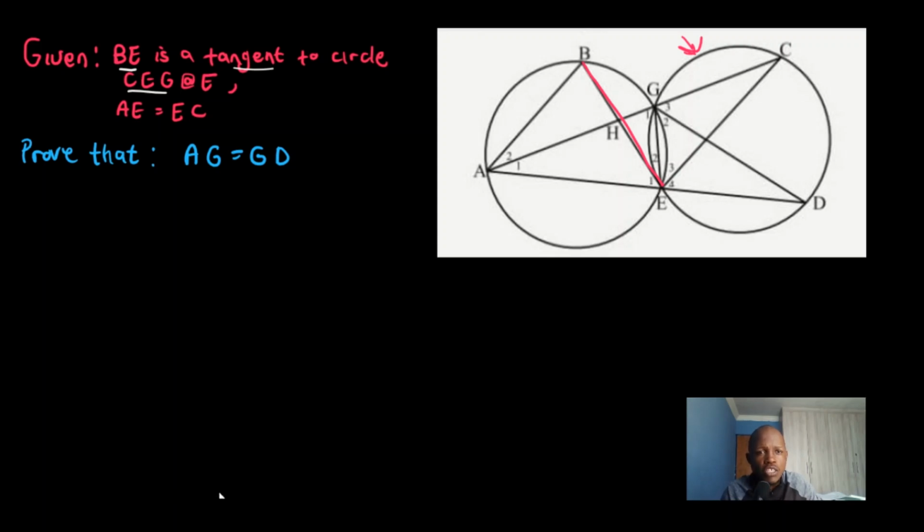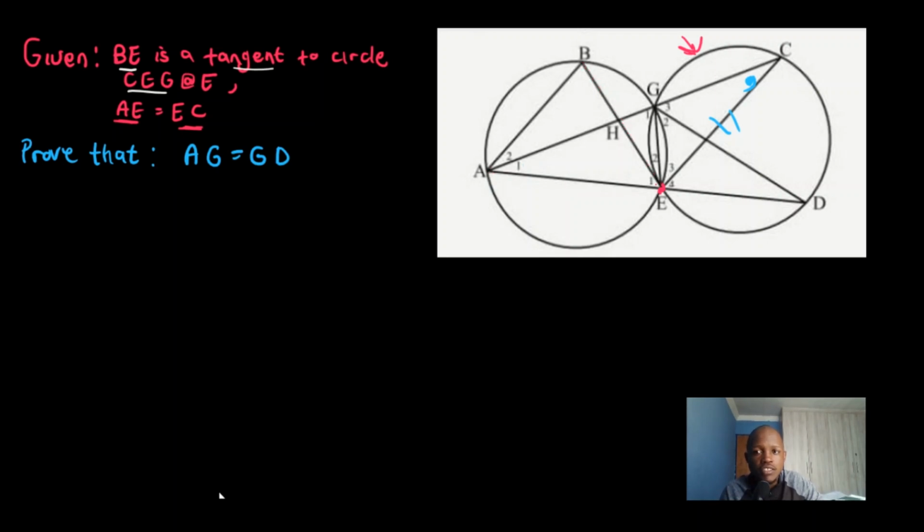And we're also given that AE is equal to EC. So AE, from here to here, is equal to EC. If these are equal, therefore the base angles will be equal, right? Isosceles triangle, if you remember. So that's what we're given, and you're asked to prove that.